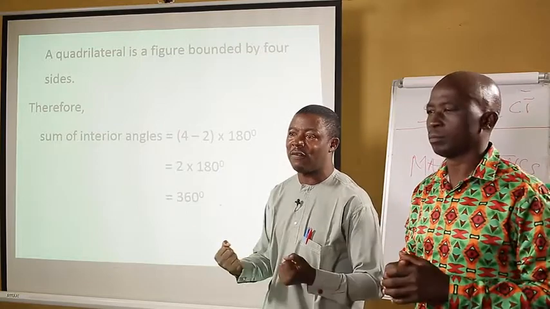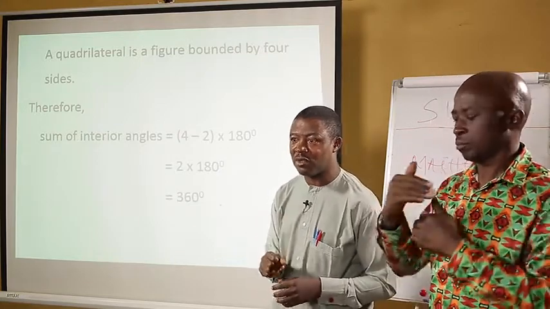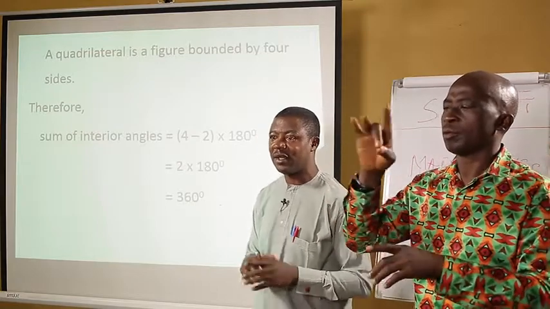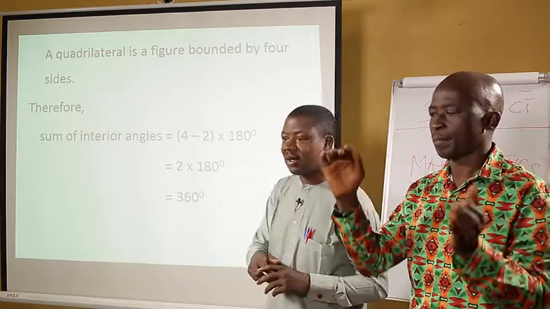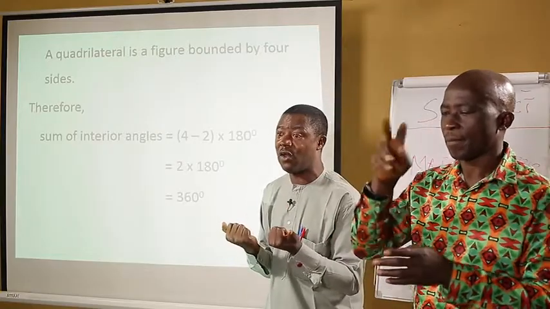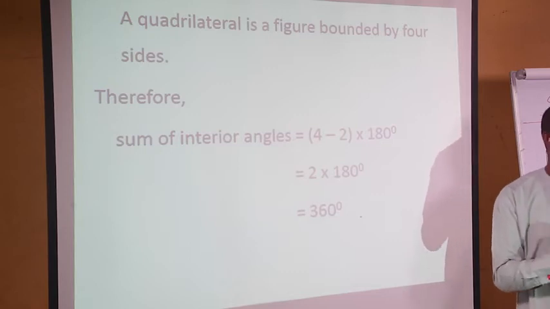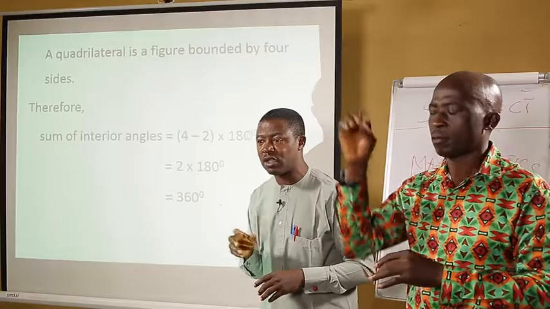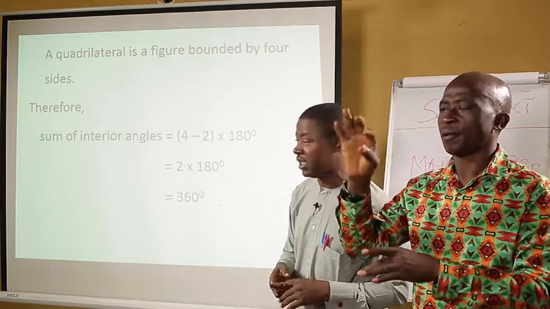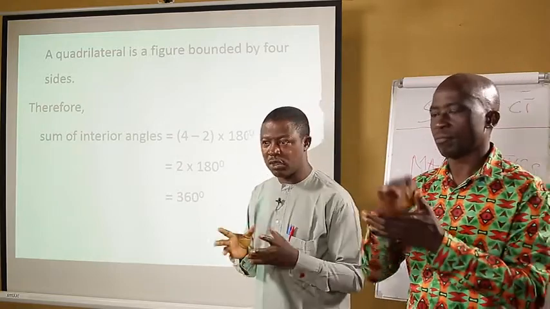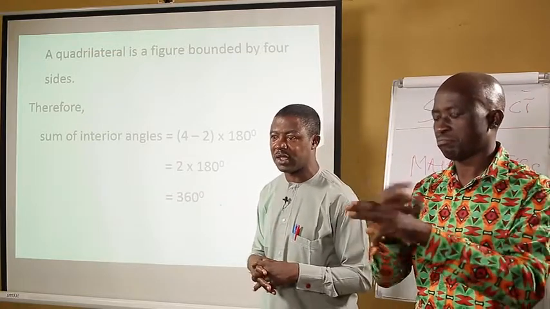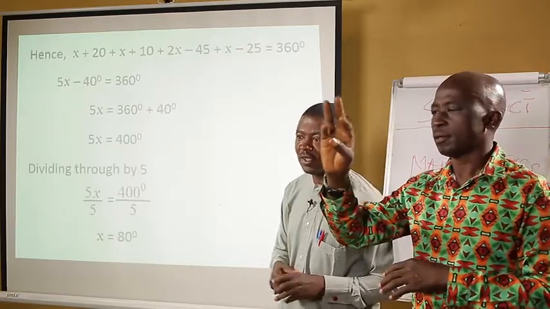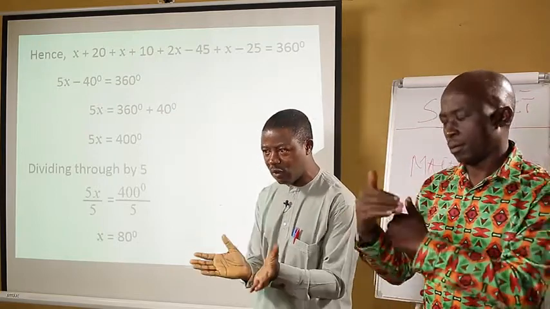Now let's find the sum of its interior angles. The sum of its interior angles is given by the formula (n minus 2) times 180 degrees. In this case, our n is 4, so we substitute n by 4. We have (4 minus 2) multiplying 180 degrees. 4 minus 2 is 2, and 2 multiplying 180 degrees gives 360 degrees. Now, we were given the angles in terms of an unknown.